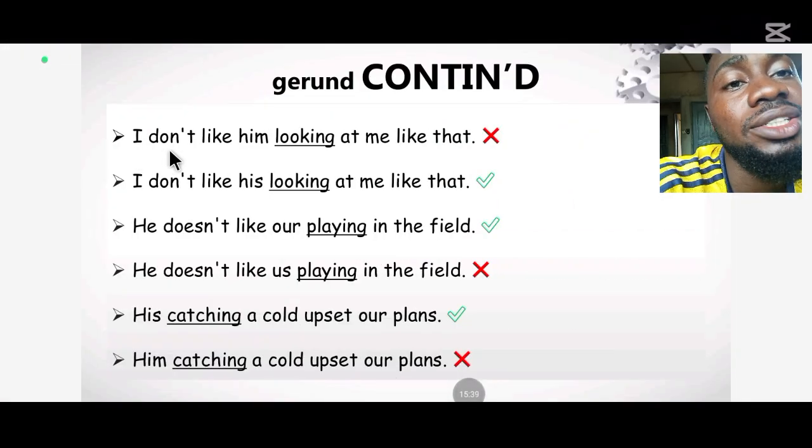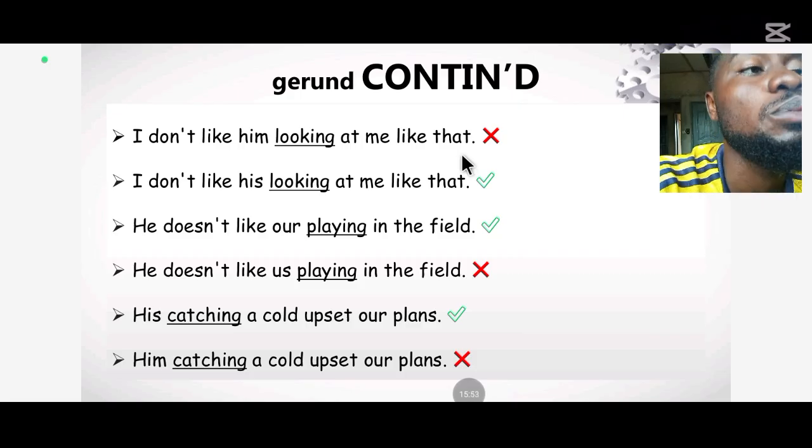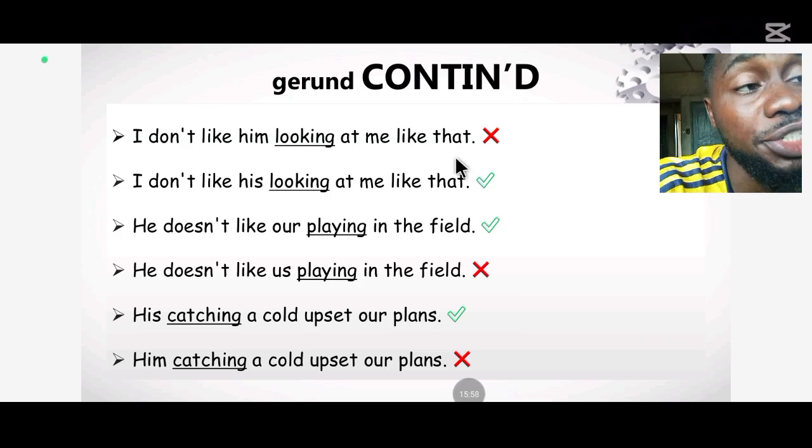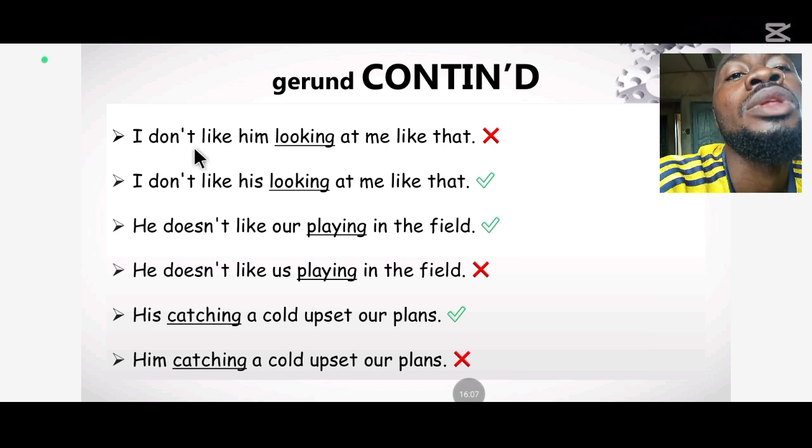First, I don't like him looking at me like that. This is one of the grammatical mistakes many Nigerians make. So it's very common in JAMB UTME. Questions relating to this topic, gerund, are very common in JAMB UTME, especially from the 2000s. Let's continue. I don't like him looking at me like that.